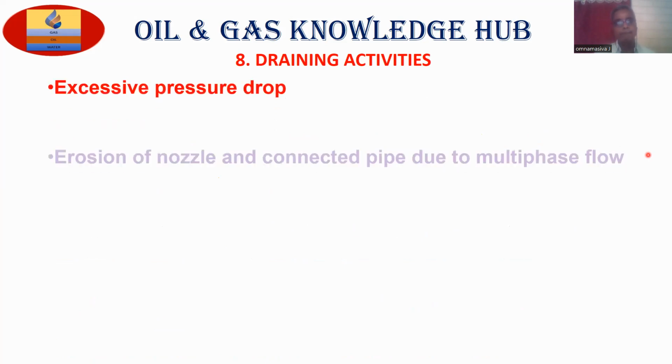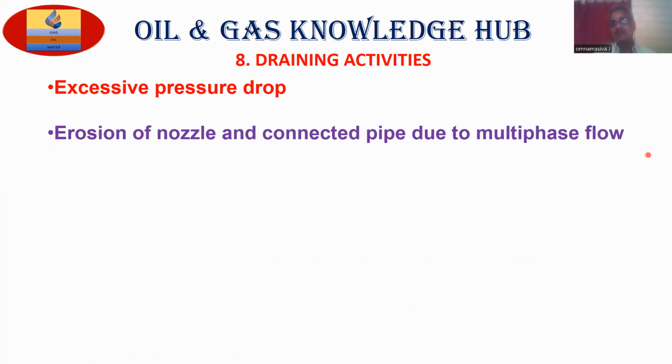Excessive pressure drop. Erosion of nozzle and connected pipe due to multiphase flow. There will be erosion near the nozzles only. Cavitation of the downstream pump. When it goes to liquid out to the pump, when it's pumping to some storage tank or a vessel, then the pump may get damaged by forming cavities, downstream of the pump.